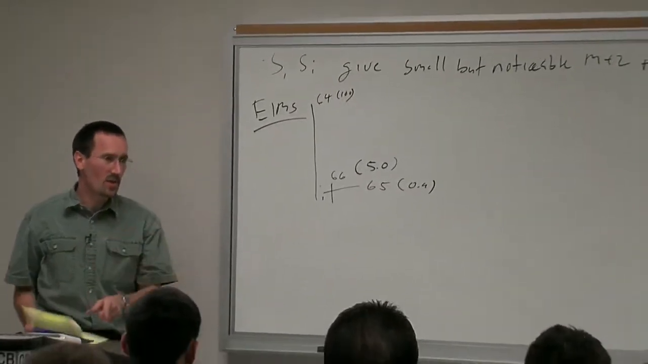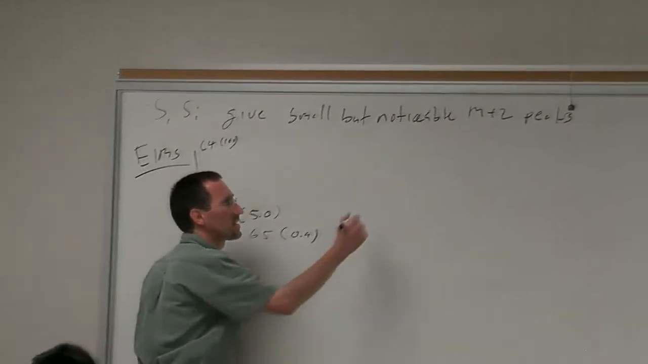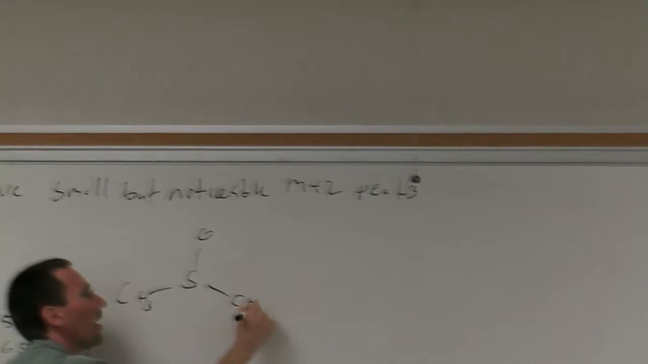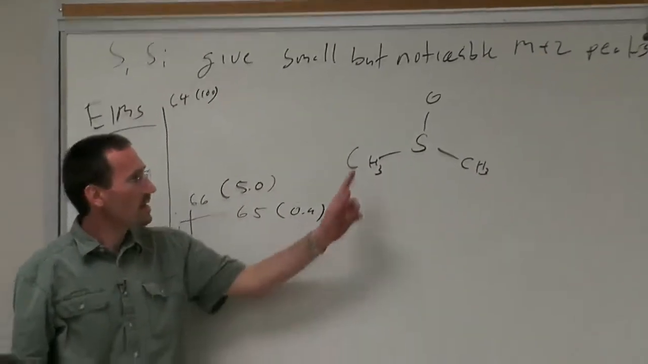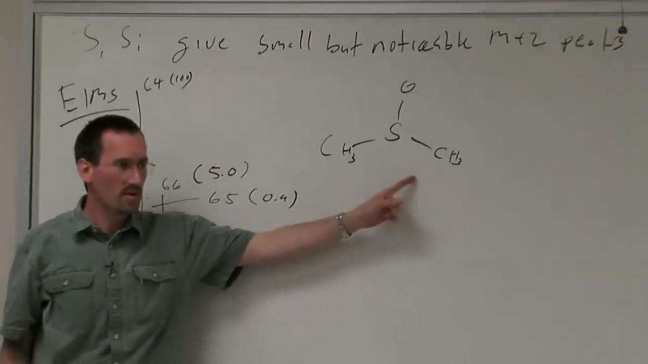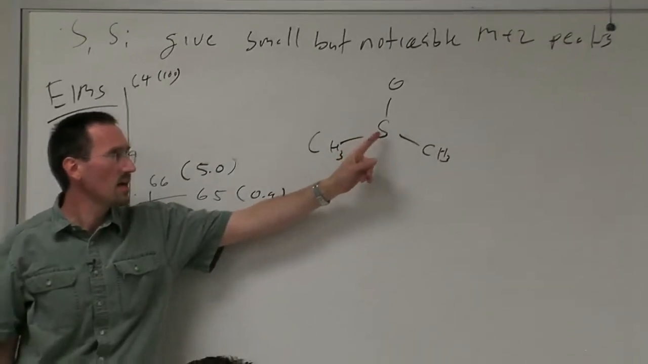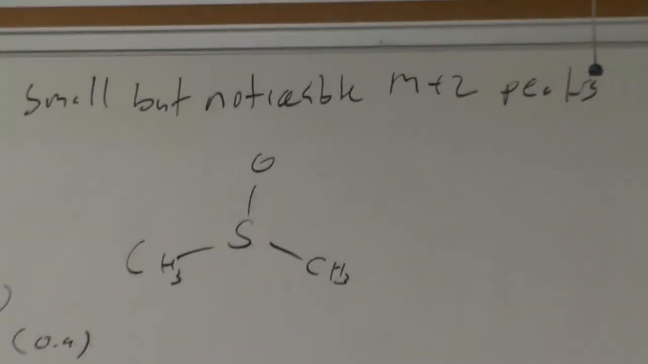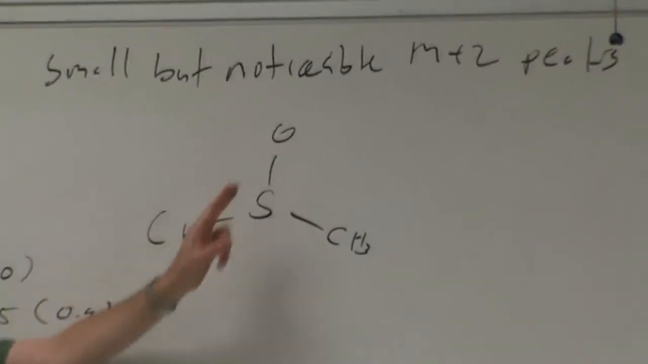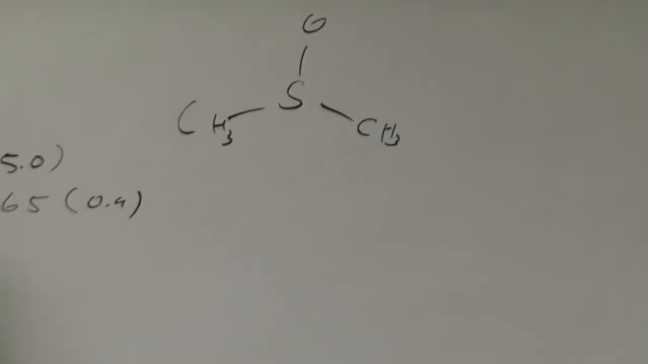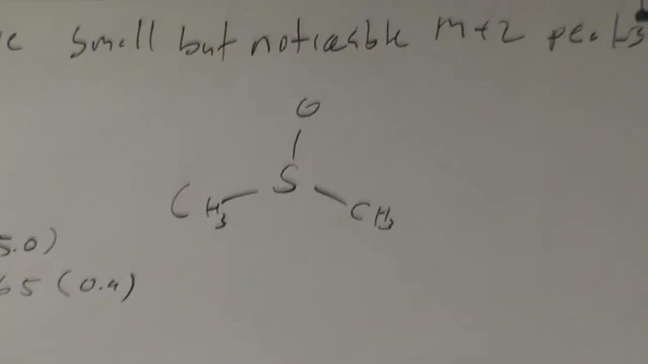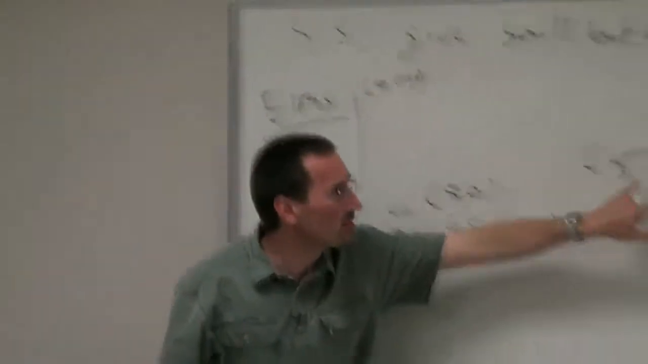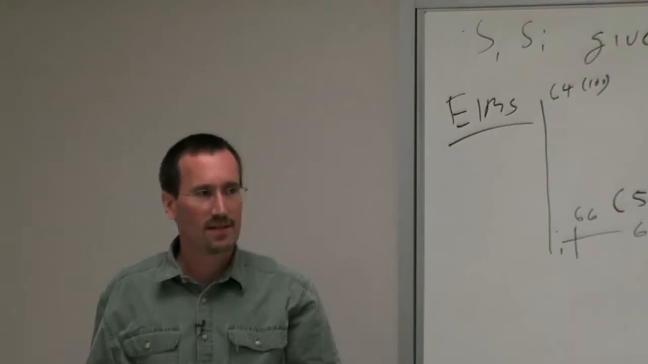Okay, we have DMSO. DMSO would be 15, sulfur and oxygen. So we're at 32, 16, 48, 30. That doesn't work out. Too big, and we'd expect our M+1 peak with 2 carbons to be a little bit bigger. Anyone else?